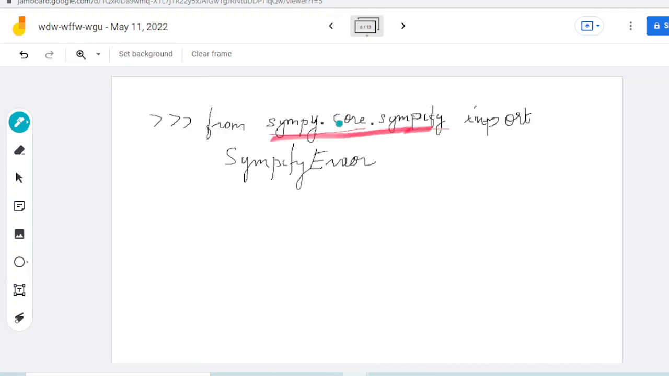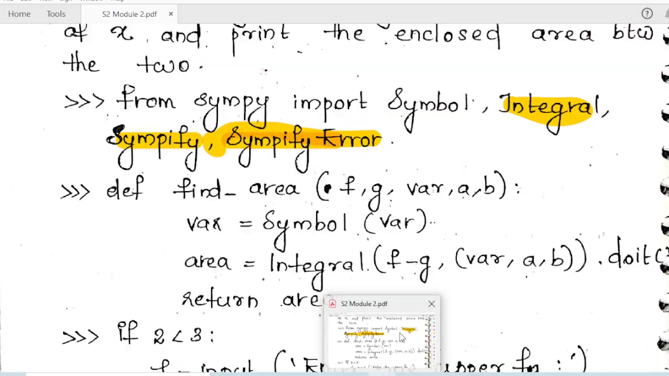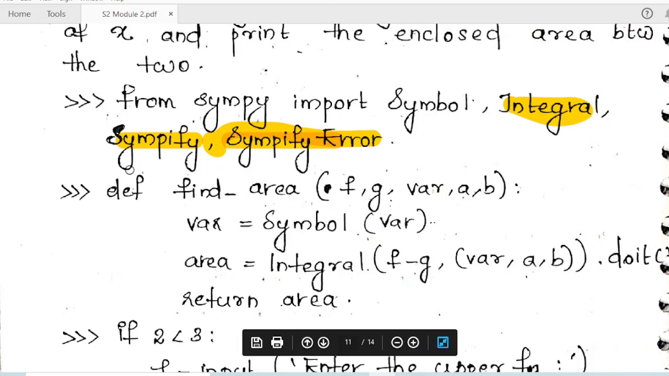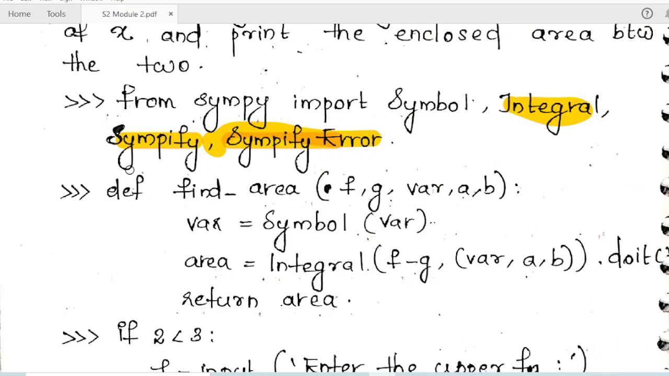So we have to write this particular program line to import simplify. Fine, let us define this function. def. We are going to find the area between these two functions f and g. So def find underscore area. We are going to find the area. So the find_area function.